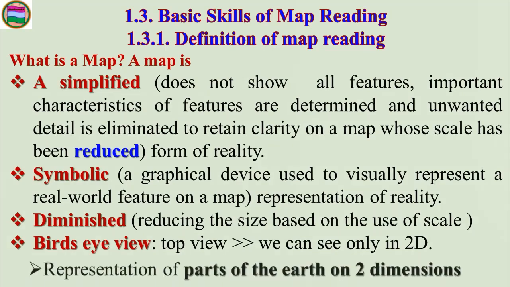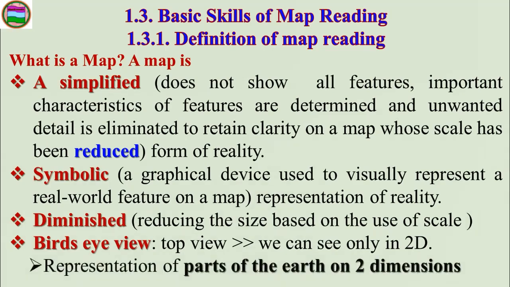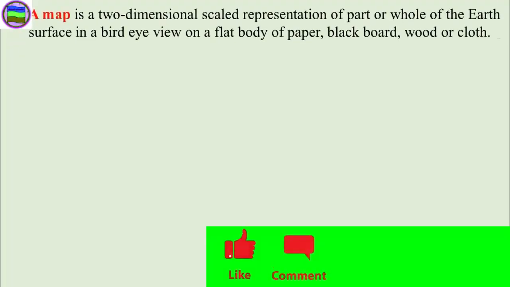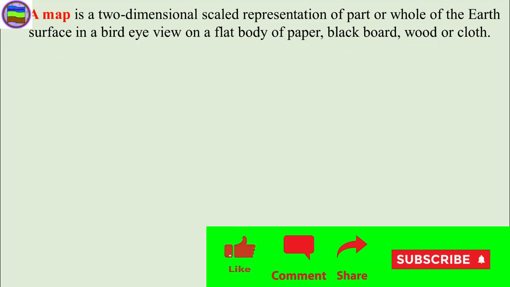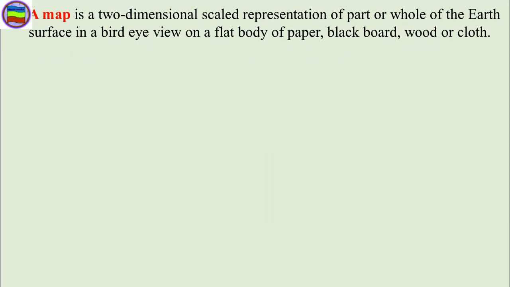And the other one is that it is a representation of a part of the earth in two dimensions. Whatever there is on a three-dimensional surface, we are displaying the information from the three-dimensional surface onto a two-dimensional surface. And a map is a two-dimensional scale representation of a part or the whole of the earth's surface in a bird's eye view on a flat body such as paper, blackboard, wood, or cloth.